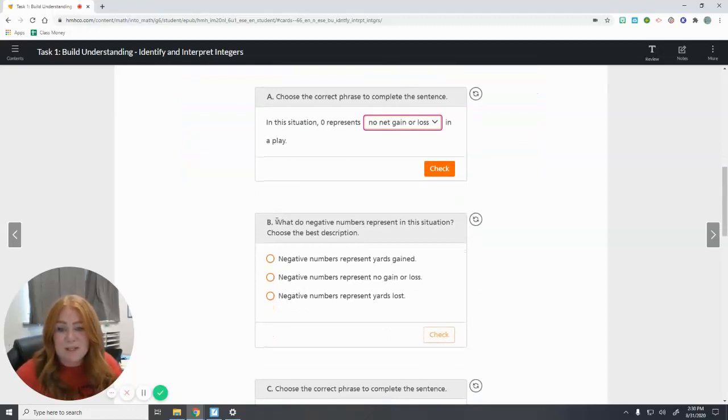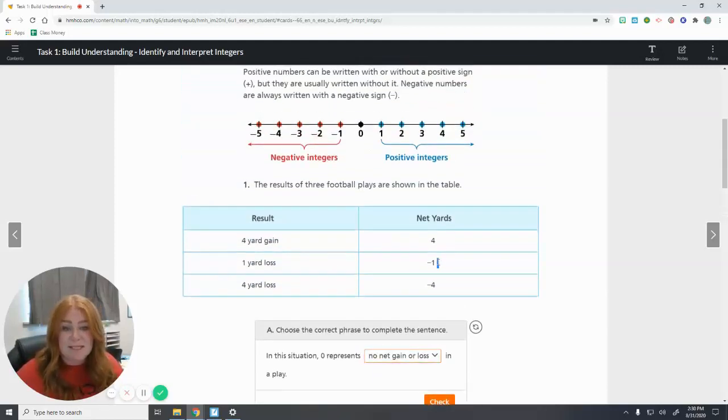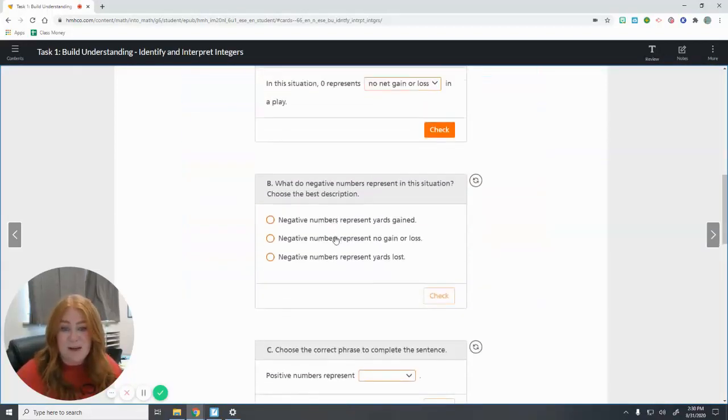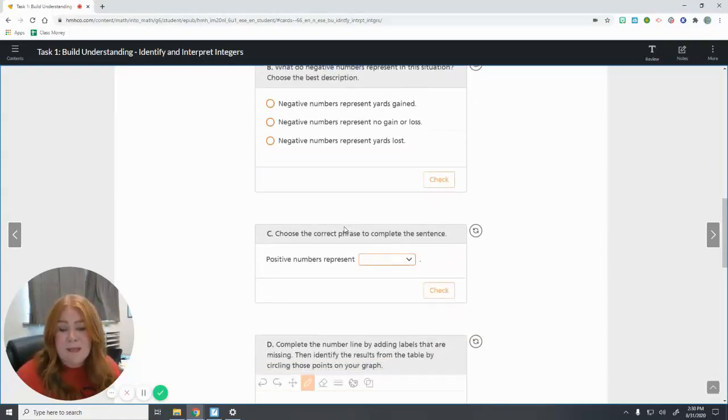So our next question asks, what do negative numbers represent in this situation? So think about these negative numbers here. They lost 1 yard and they lost 4 yards here on negative, and see if you can find. So when we have negative numbers, what is that representing? That yards were gained, that nothing happened, or that yards were lost? Think about which represents negative numbers.